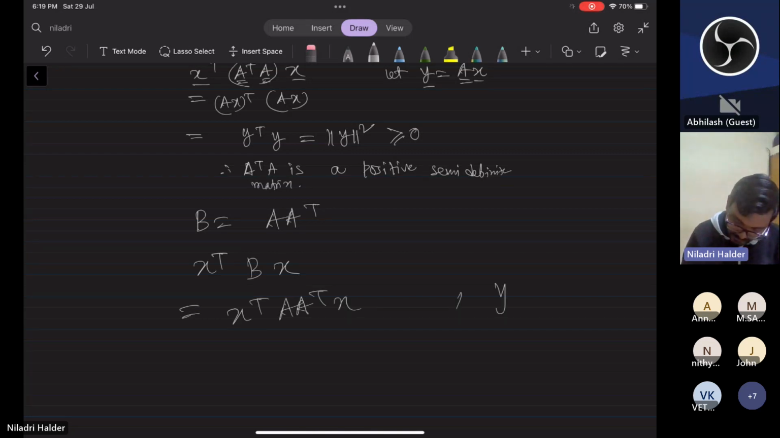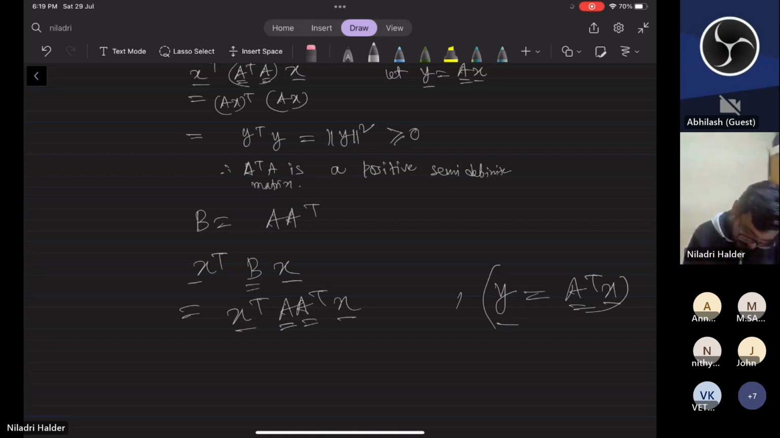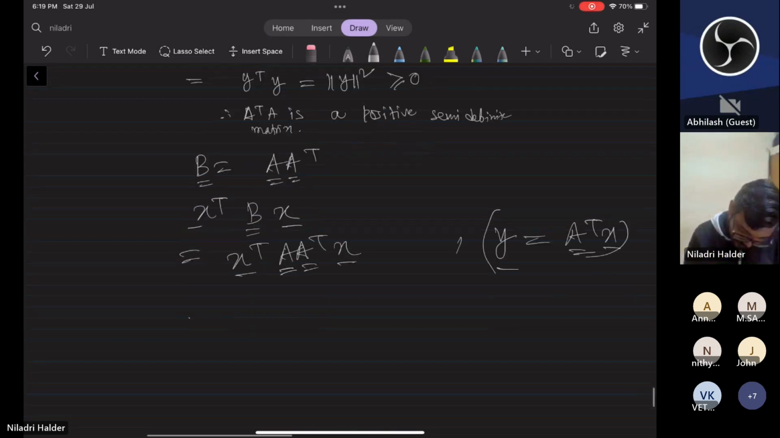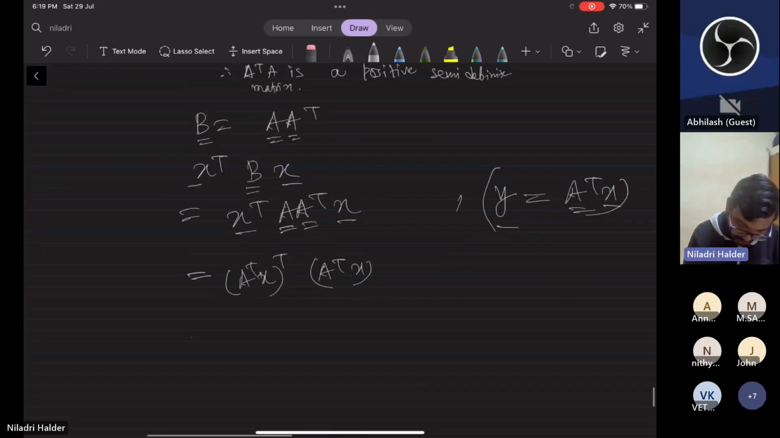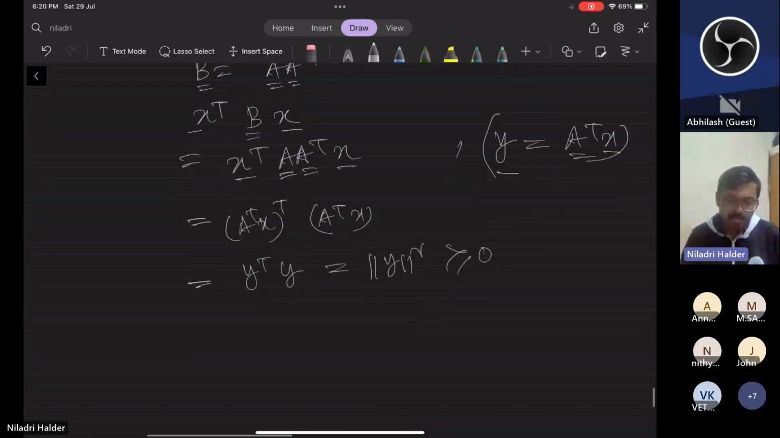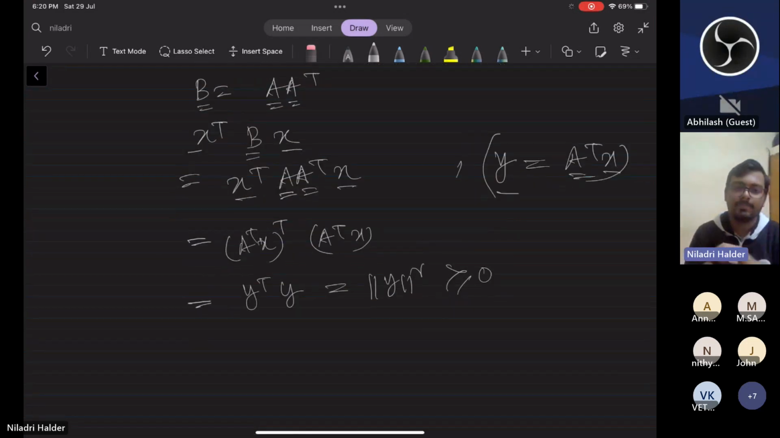Now let Y equals A transpose X. So that can be written as A transpose X, then A transpose X, whole transpose, okay, then it's Y transpose Y. So it's norm Y square. This is also a positive semi-definite matrix.